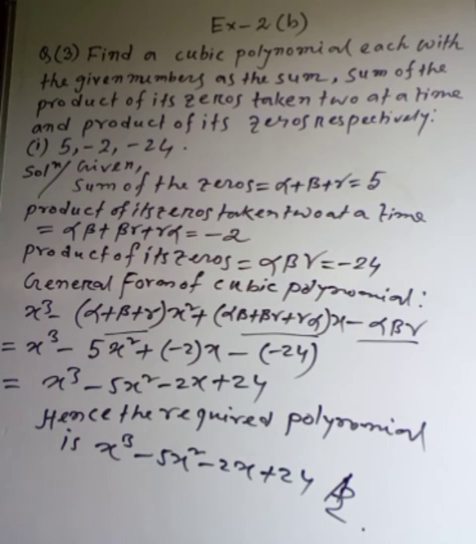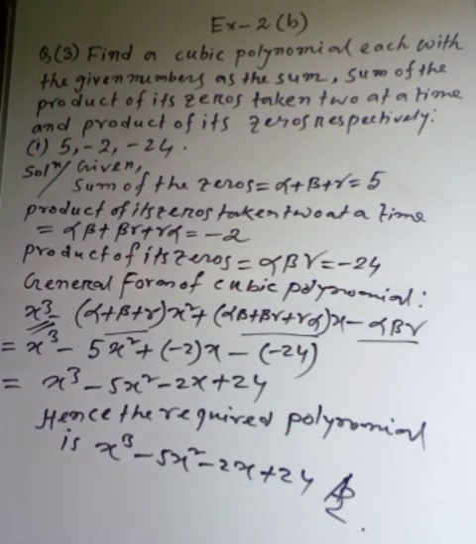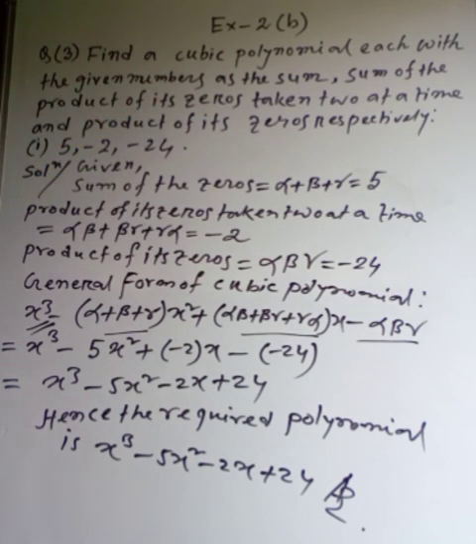I hope you will understand, because the problem is very easy. Only the main important part is this formula: x cube minus alpha plus beta plus gamma into x square plus alpha beta plus beta gamma plus gamma alpha into x and minus alpha beta gamma. And also we have to understand what is the given part. For any problem we have to understand what is given. So if you can understand the given part, then you can use this formula and very easily find the cubic polynomial.